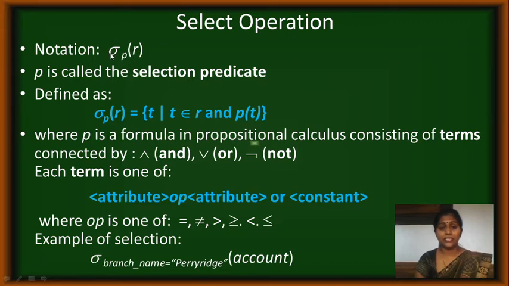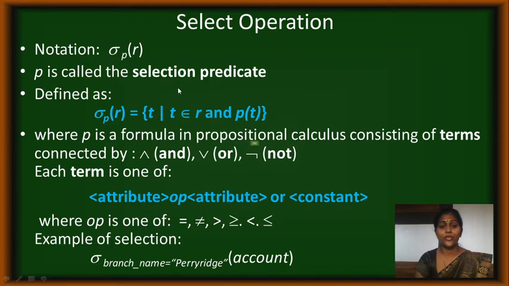So how do we denote the select operation? The select operation is denoted with the sigma symbol, P as the selection predicate, and R as the relation. P here is called the selection predicate, and it is denoted as sigma P of R is equal to the set of t, where t belongs to r. R is the relation instance, and P of t means the tuple satisfies this selection predicate. The tuple satisfies the condition P. Such tuples we are retrieving.